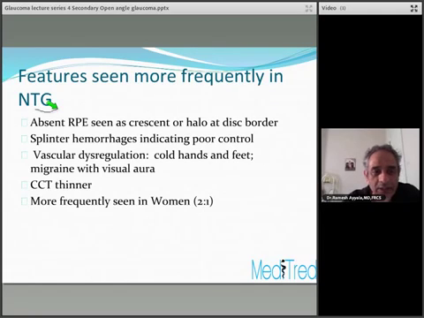So these patients frequently, if you ask them questions, will tell you that they have cold hands and feet, migraine with visual aura, and other signs and symptoms of vascular dysregulation are pretty common in these patients, especially cold hands and cold feet and migraine with visual aura. Thinner central corneal thickness, and normal tension glaucoma is more frequently seen in women with a 2:1 ratio. So anytime you suspect normal tension glaucoma, ask them regarding symptoms of vascular dysregulation.